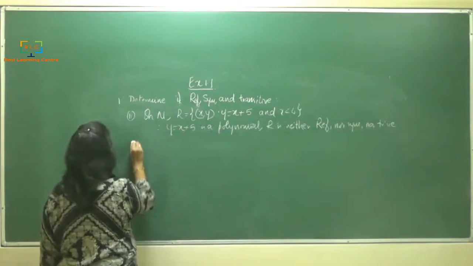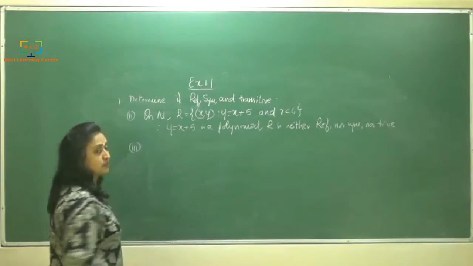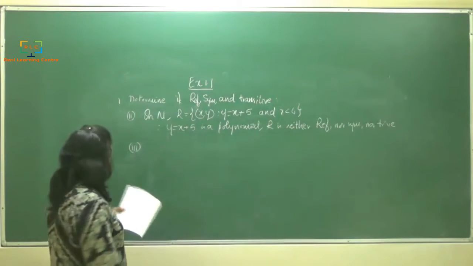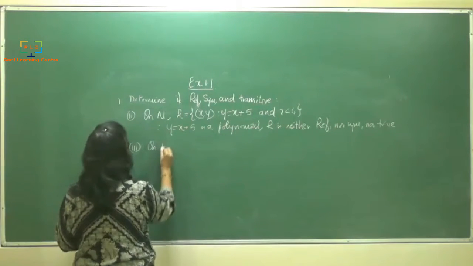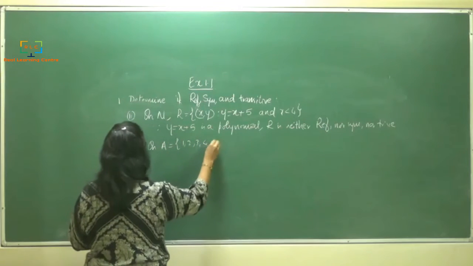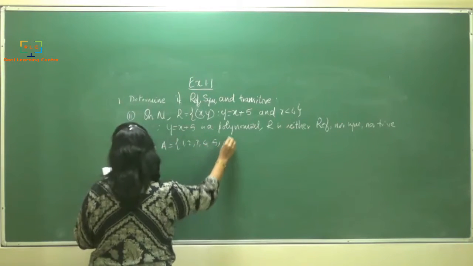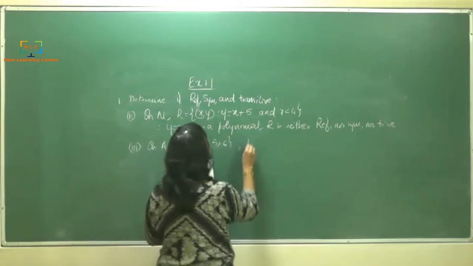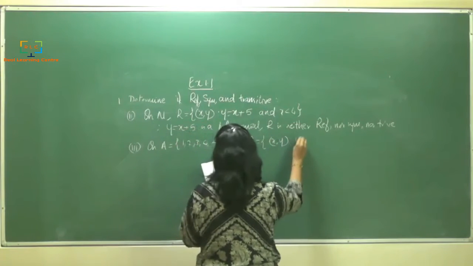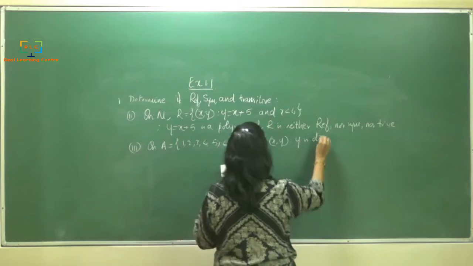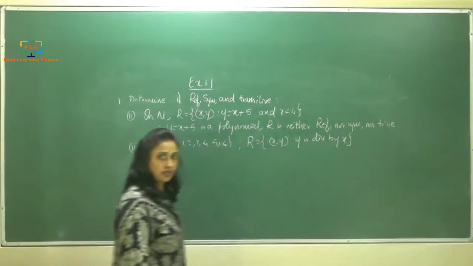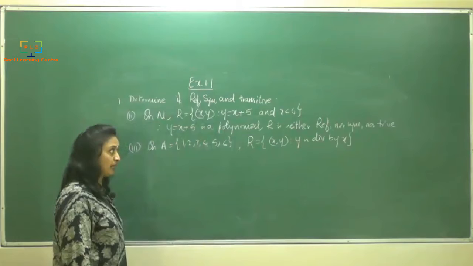Okay, so now I'll go to the third sub question. That's about the polynomial. Next I'm going to take R on A is equal to {1, 2, 3, 4, 5, 6}. And they're telling R is equal to (x, y) such that y is divisible by x. Okay, y should be divisible by x.